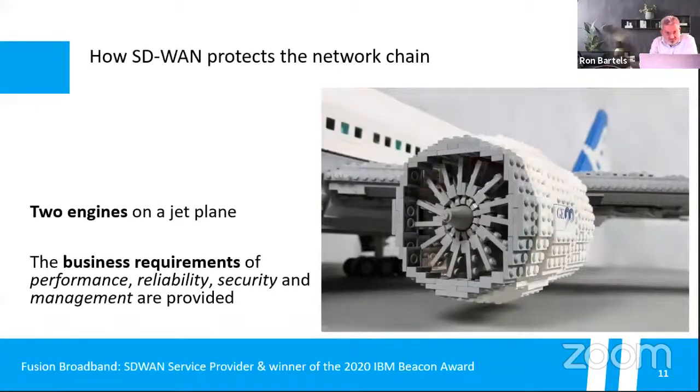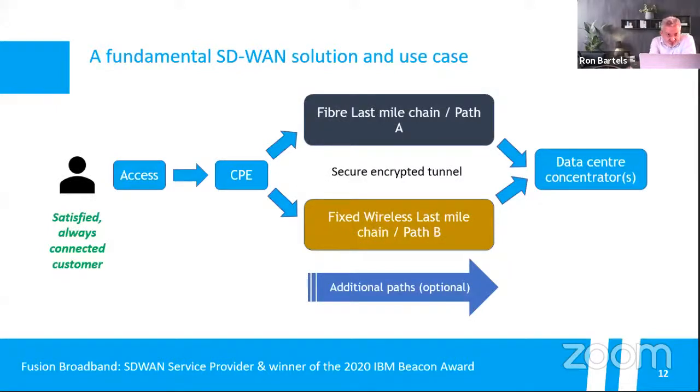How do we do this two engines on a jet plane in SD-WAN? Well, first of all, we have an SD-WAN CPE that knows that it's got two paths. In this example here, there's a fiber last mile chain and a fixed wireless last mile chain. And that CPE can utilize any one of those. In this example, I've got path A and path B. So when there's a failure on the fiber, it will automatically use the fixed wireless path. And in that manner, we can ensure better uptime.